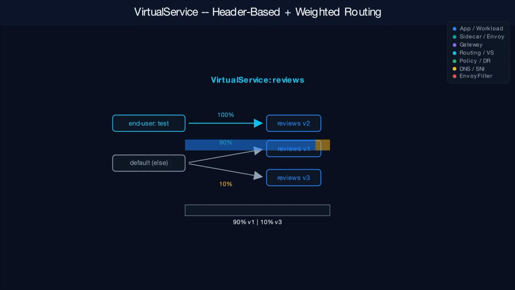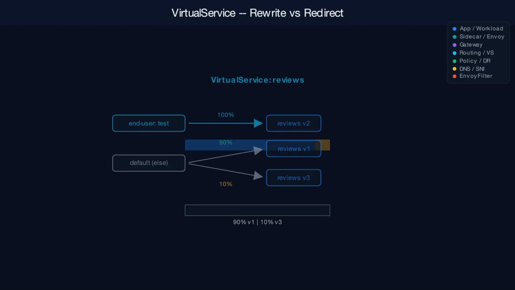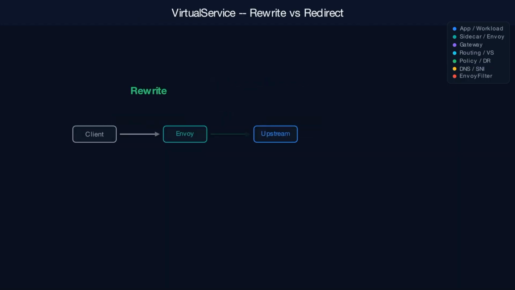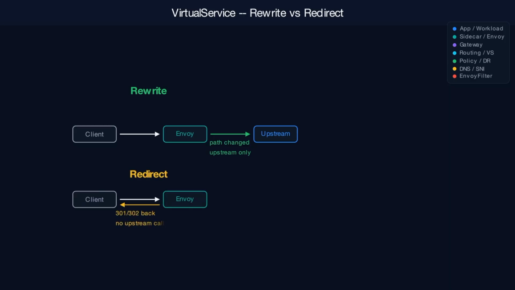Now here is a subtlety that trips people up. Rewrite and redirect are not the same. A rewrite changes the path forwarded upstream. The client never sees the change. A redirect returns a 301 or 302 to the client. No upstream call at all. Imagine mailing a letter. Rewrite is the post office quietly fixing the address and delivering it. Redirect is the post office sending the letter back to you with the correct address stamped on it.